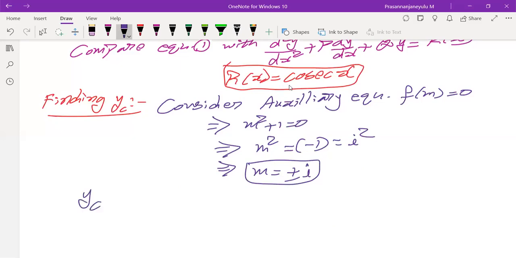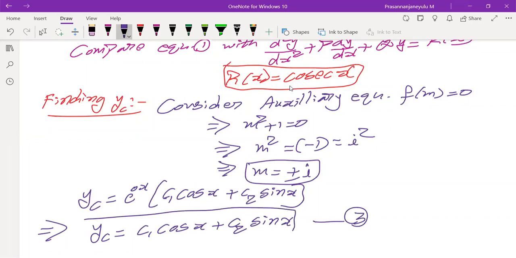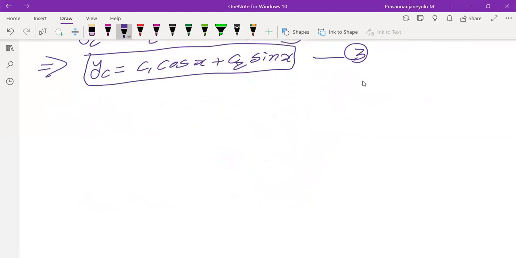Then the complementary solution yc equals e power ax into, that is e power 0x into, c1 cos bx plus c2 sin bx. What is the value of b here? The value of b is 1. So simply c1 cos x plus c2 sin x. But we should not write it like our previous problems; we have to simplify and write it. yc equals c1 into cos x plus c2 into sin x. So we finally got the complementary solution yc, which I take as equation number 3. Equation 1 is the given equation, equation 2 is the general form of the solution, and equation 3 is the complementary solution. Now we have to go for yp.